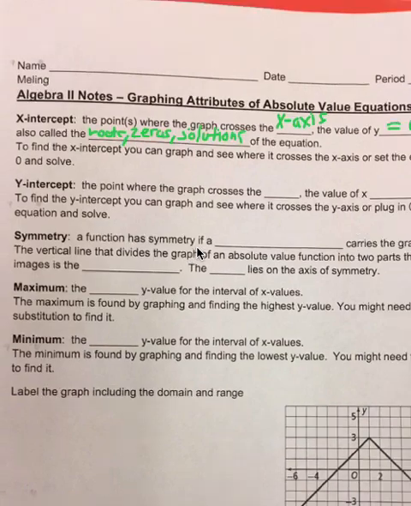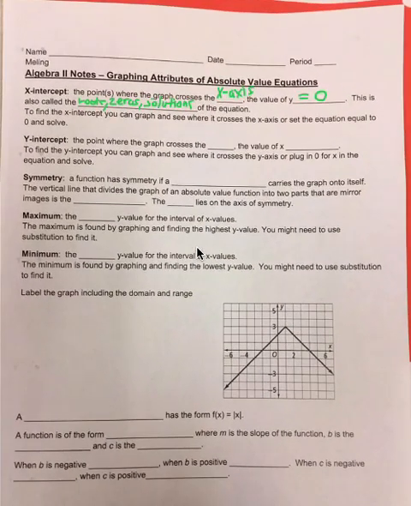Roots, zeros, and solutions of the equation. So x-intercept, the point or points where the graph crosses the x-axis. The value of y must be equal to 0. This is called the roots, zeros, or solutions of the equation. To find the x-intercept, you can graph and see where it crosses the x-axis, or you can set the equation equal to 0 and solve.